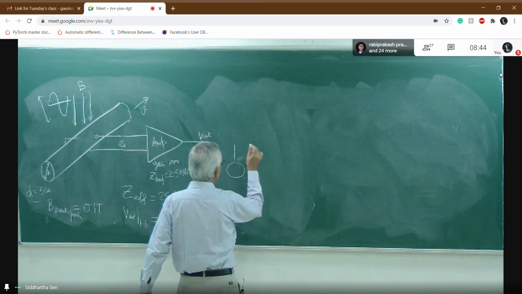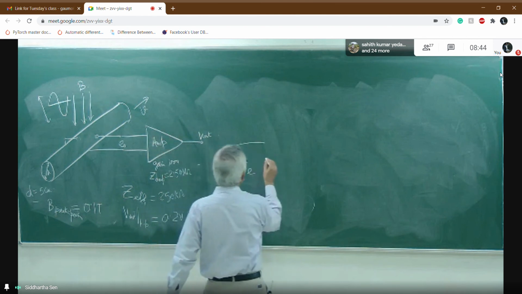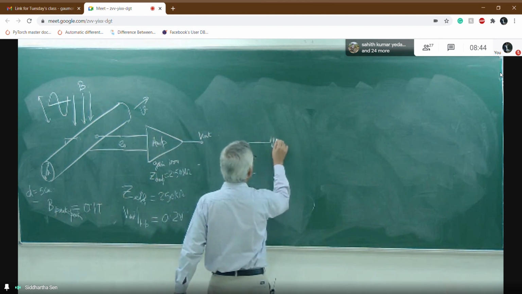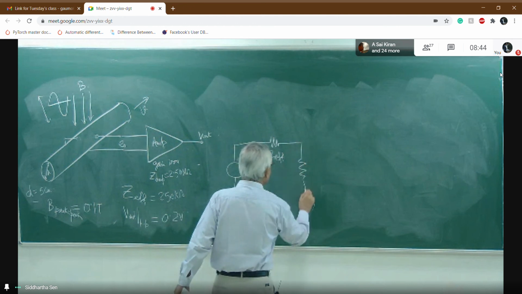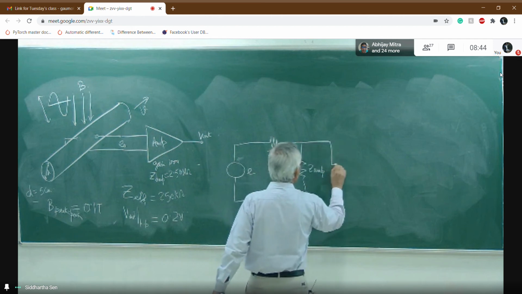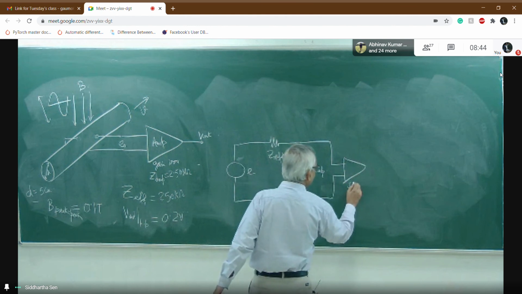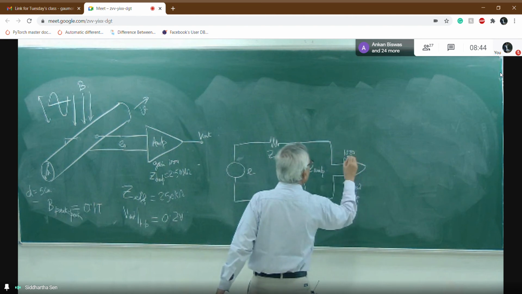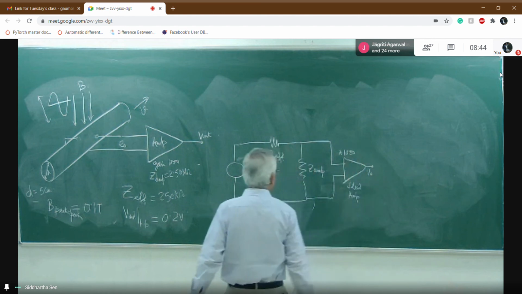So basically what we can say ultimately, this is a voltage generated, induced in it, and there is a Z effluent, and there is a Z amplifier, and this is followed by an ideal amplifier with gain equal to 1000. So this is your V0.